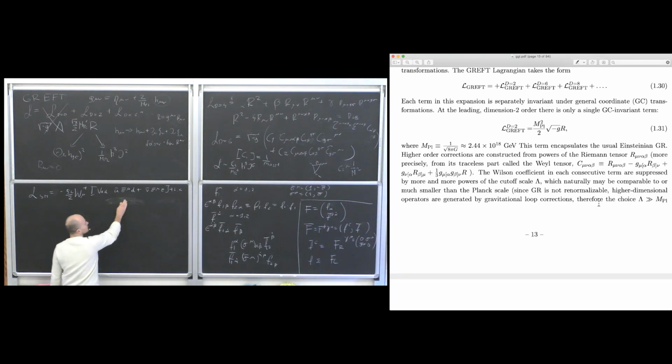So I hope this will not be too complicated. But if you don't know two-component notation, that's not cool, because that's the most fundamental way to write down Lorentz invariant theories containing fermions. Good. Let's go back to the Fermi theory.